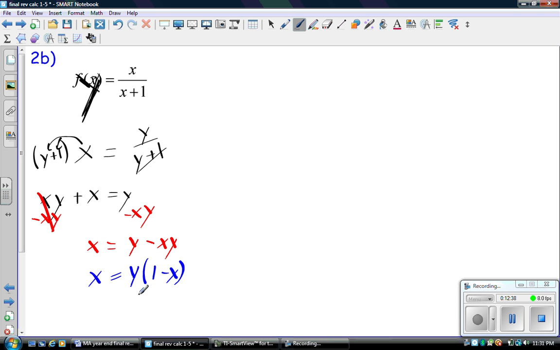Now, y is by itself. Remember, I want to get, well, I'm sorry, it's hooked to this, but there's only 1 y left. I want to get this isolated, so I would divide by 1 minus x. 1 minus x, 1 minus x. So you end up with x over 1 minus x equals y. That is the inverse of the original. They look somewhat similar, but definitely not the same.